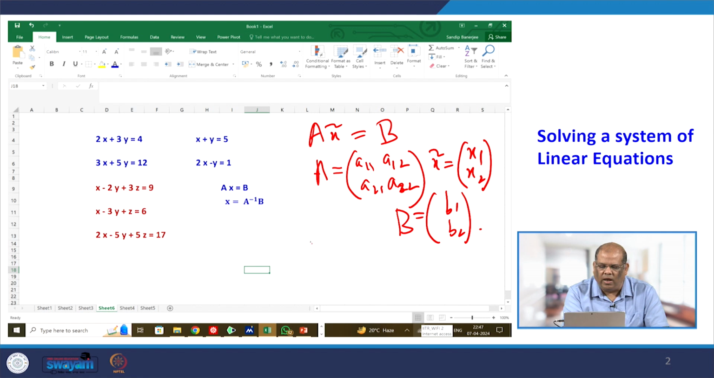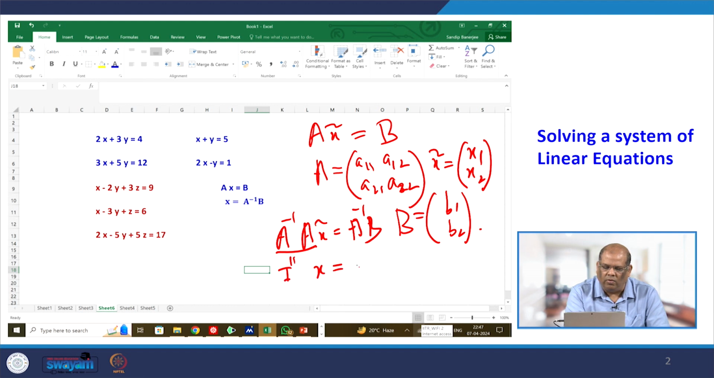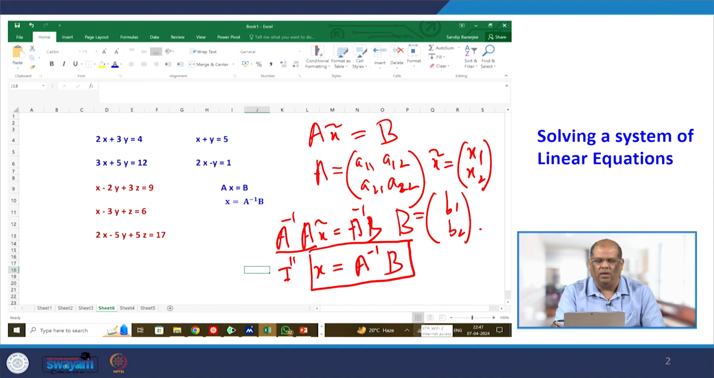Then we know that if your inverse exists, you multiply both sides by A inverse, and your solution is x equal to A inverse b. So, we will be using this technique to find the solution of a system of linear equations.